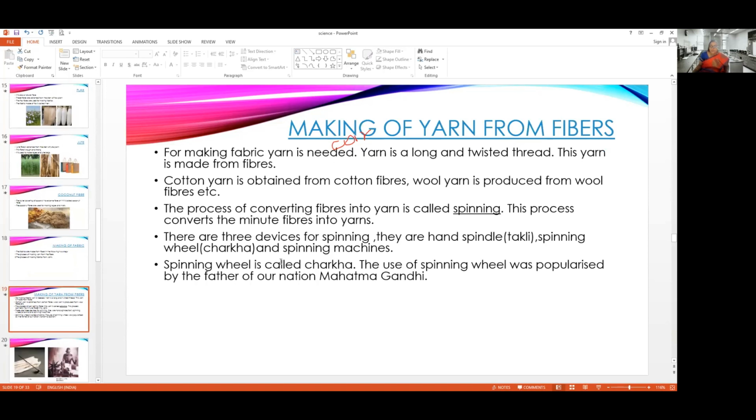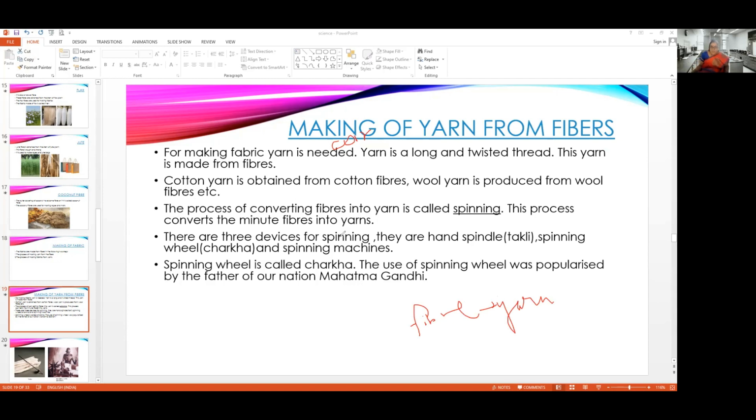So how can we make yarn from the fibers? For making fabric, yarn is needed. Yarn is a long twisted thread made up of fiber. Cotton yarn is obtained from cotton fibers. Wool yarn is produced from wool fibers. If we need a synthetic fiber, we have to go for synthetic yarn. The process of converting fibers into yarn is called spinning.